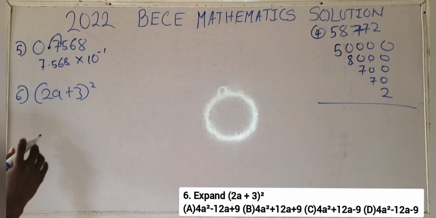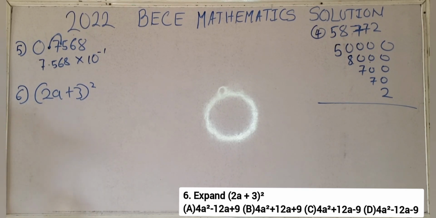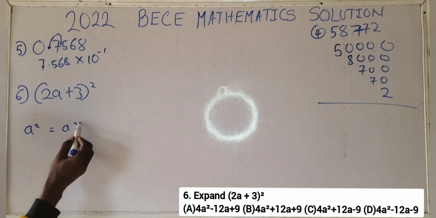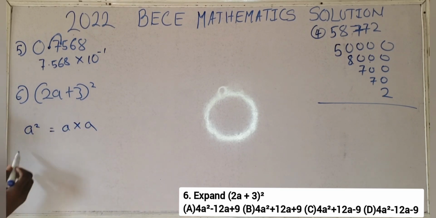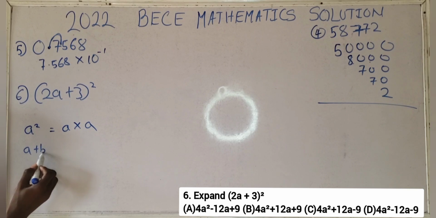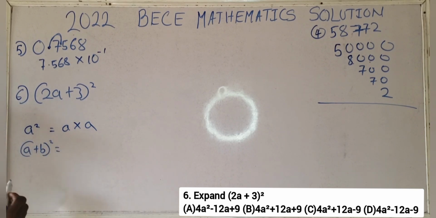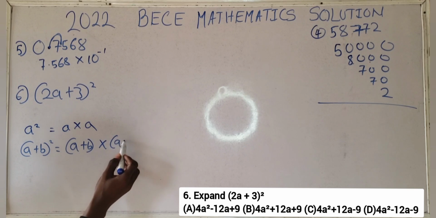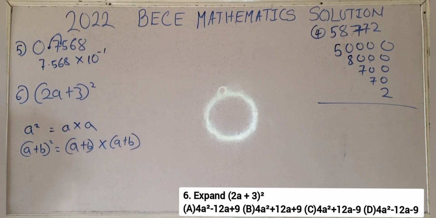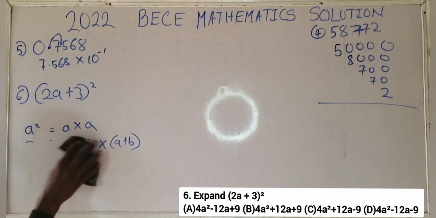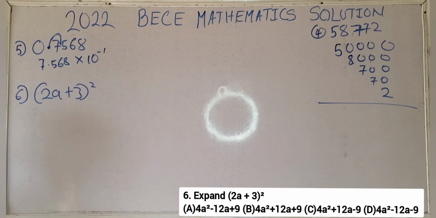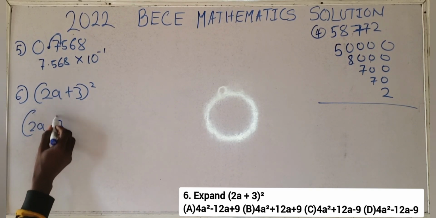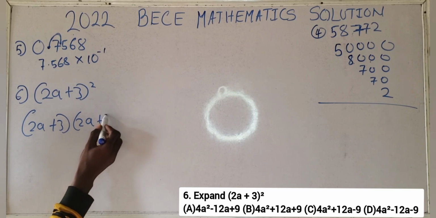To expand this, all you have to do is listen, okay? If you have a squared, it simply means a times a. You understand? If you have (a + b) squared, it simply means (a + b) times (a + b). So now we are having (2a + 3) squared, which simply means (2a + 3) multiplied by (2a + 3).